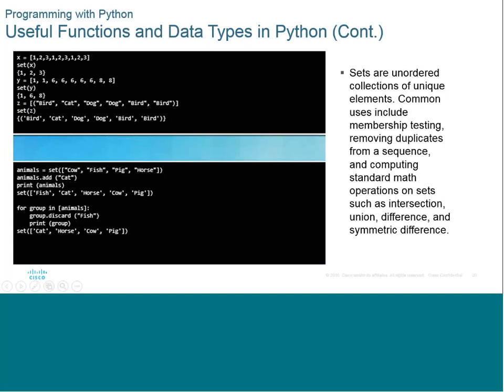So when we write this one, animal is equal to set of cows, fish, pig, horse. Animal dot add is cat. Print animals. So set fish, cat, horse, cow, and pig. For group in animals, group discard fish, print group, and then set cat, horse, cow, and pig. So this will be the result.